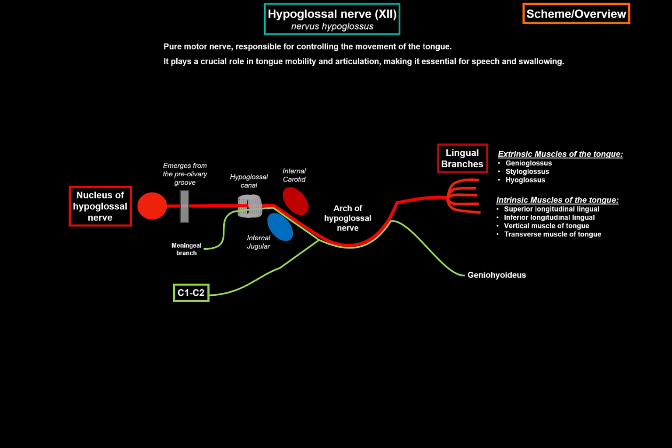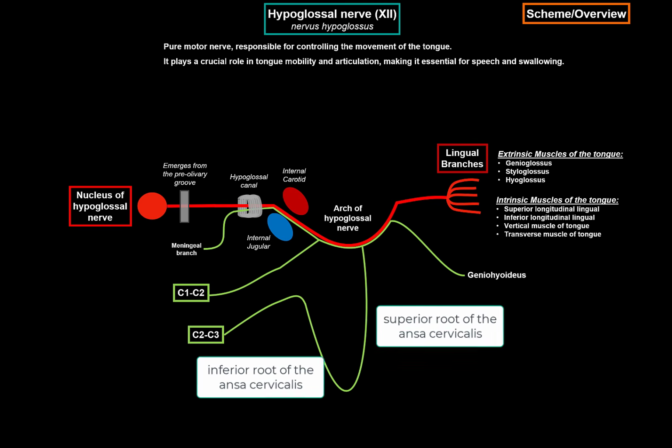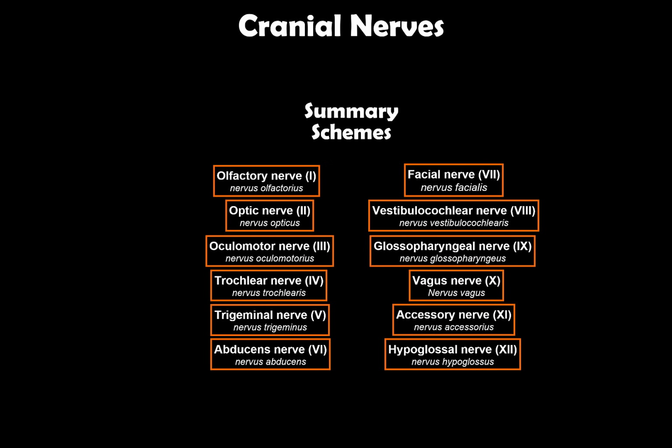The hypoglossal nerve will also send some motor fibers along the superior root of ansa cervicalis that go together with the inferior root of ansa cervicalis, coming from the C2 and C3 to form a nice loop called ansa cervicalis. So that is the general scheme of this nerve and its associated branches.